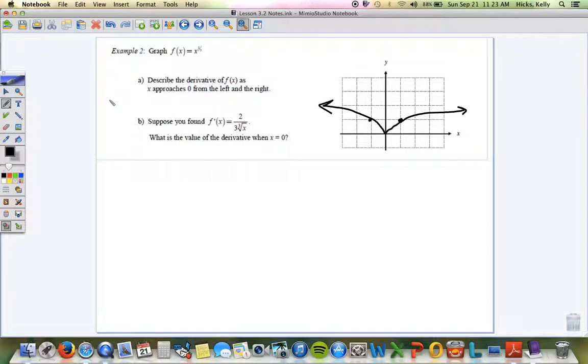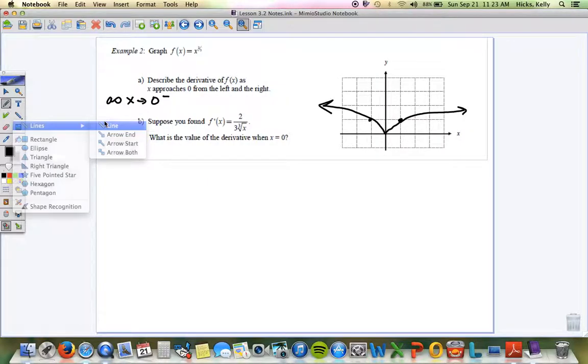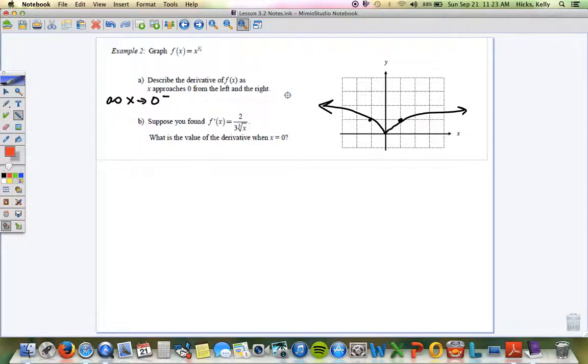Okay, so as x approaches 0 from the left, what is happening to the derivative? Remember, the derivative is the slope of the tangent line. So let's draw some tangent lines. Here's one tangent line. Here's another tangent line. Here's another tangent line. What is the slope of these tangent lines approaching?